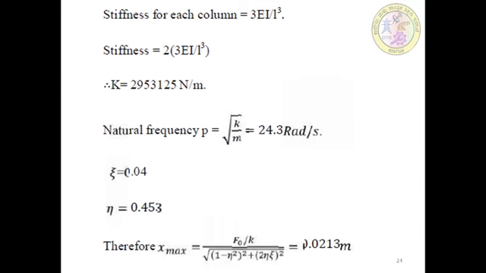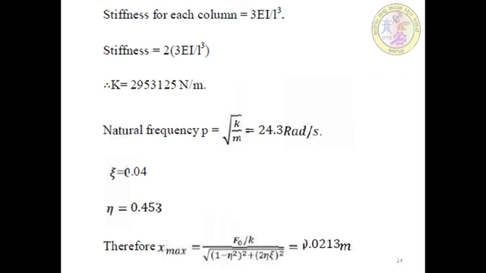Now the maximum amplitude is F naught divided by k into the factor involving the frequency ratio, 1 minus nu squared, where nu is known, 0.453, and chi is also known. So we can have the maximum displacement as 0.0213 meter, or you can put it as 21.33 mm. Like that the numerical examples are to be solved.